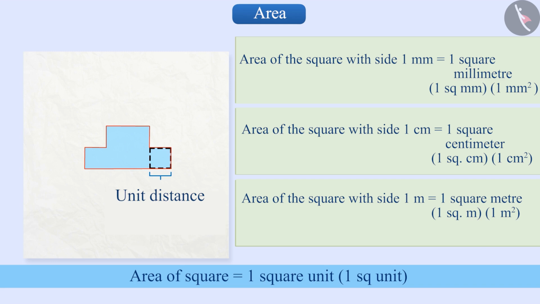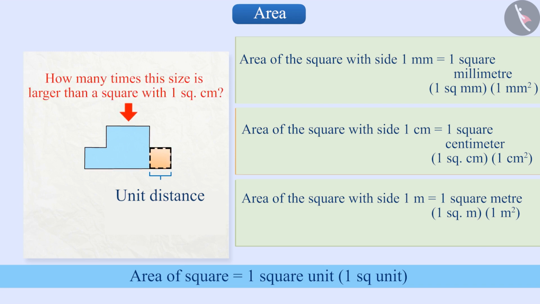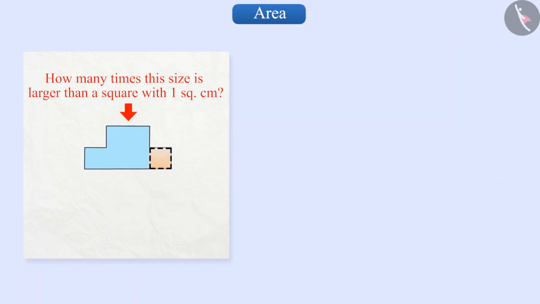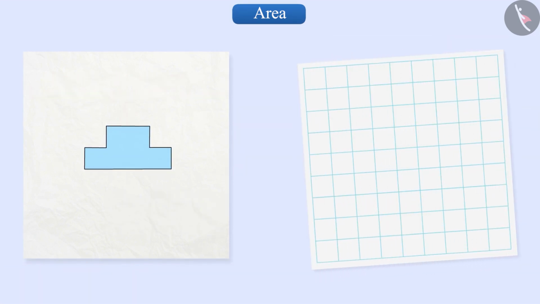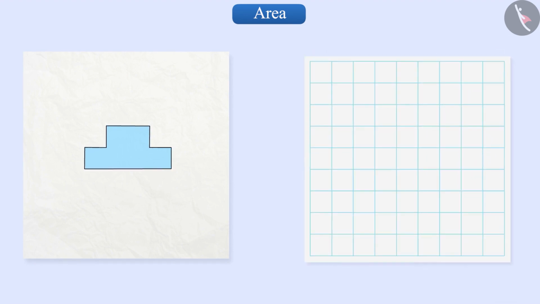Let us compare this shape here with a square having an area of 1 square centimeter and find how many times this shape is larger than the square with area 1 square centimeter. For this, we will use a graph paper. Here, squares with sides 1 centimeter are formed on this square paper.